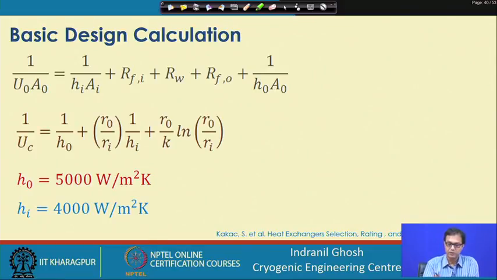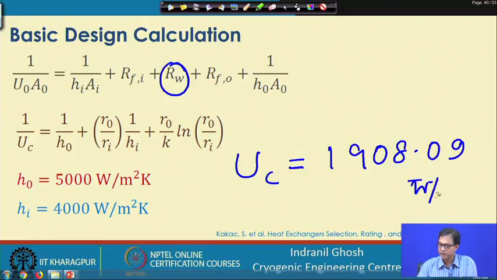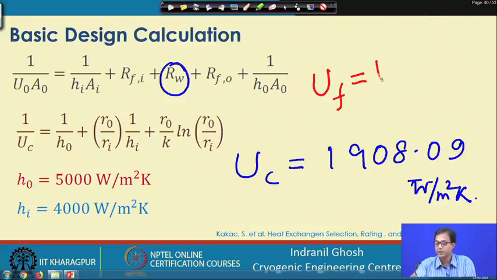Here in this case, as you can see, this part is not there. So, when this part is not there, the corresponding R value is not appearing here, and in this case, all the other parameters being known, we can try to find out U c, and this will come out to be 1908.09 watt per meter square Kelvin. So, you can understand that this is in contrast to our earlier value, where we were considering the fouling resistance, and that was appearing as 1428.4 watt per meter square Kelvin.